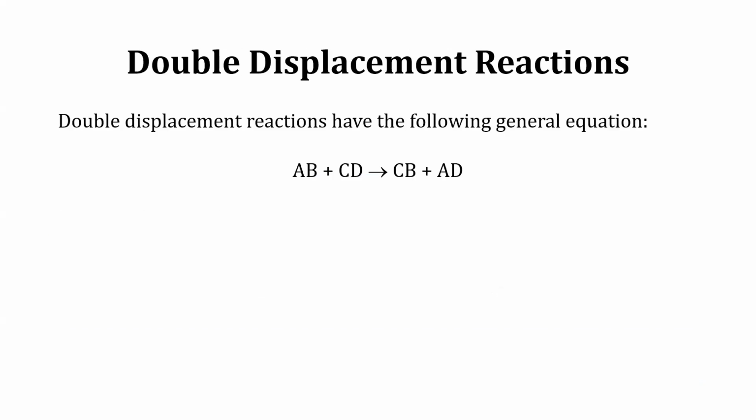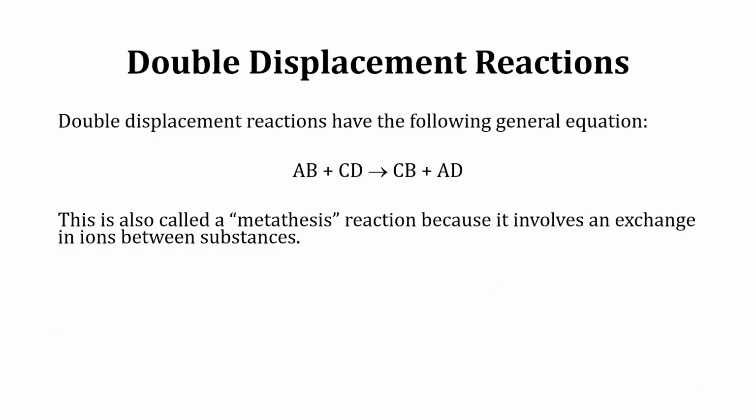Double displacement reactions have the following general equation: AB plus CD forms CB plus AD. This is also called a metathesis reaction because it involves an exchange of ions between substances. Classes include A, precipitation, B, gas evolution, and C, neutralization.